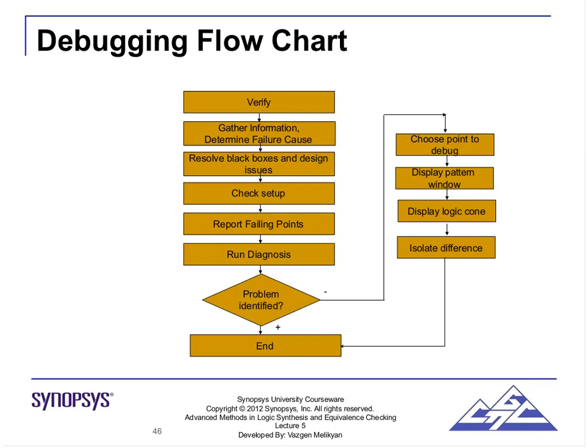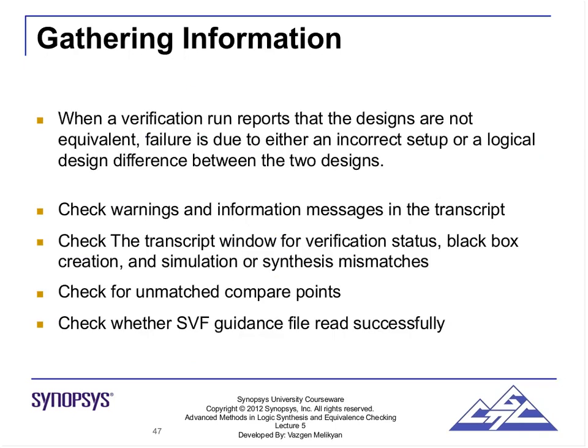So this is the flowchart. You run diagnosis on failing points. If the problem is identified, choose the point to debug, display pattern window, display logic cone, isolate the difference. Let's see it in the GUI. I think we also have a GUI. Okay, let's move ahead.